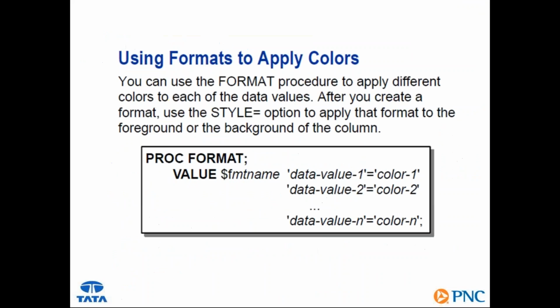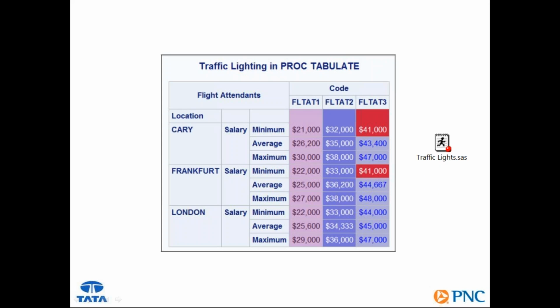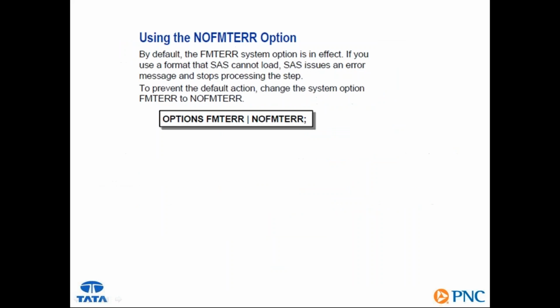Yeah, so we can also apply a concept called traffic lighting. You can apply color: if the value is exceeding so and so, you can apply so and so color. At that time it was 9.3, so I talked about what's new in 9.